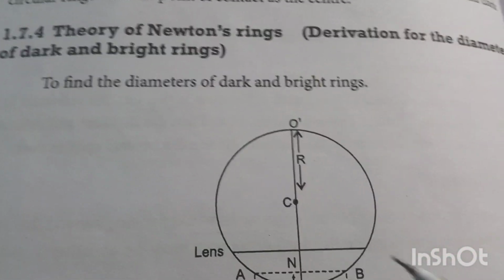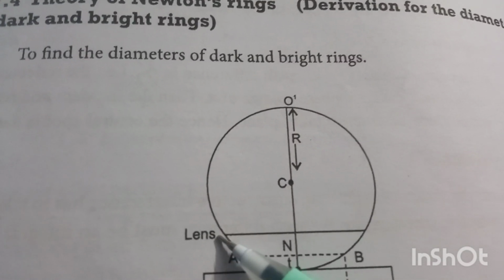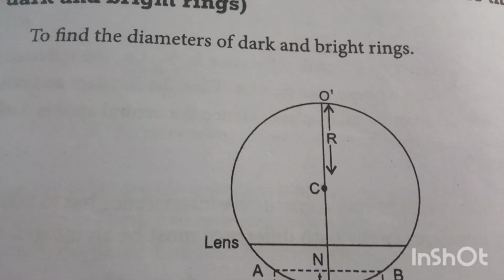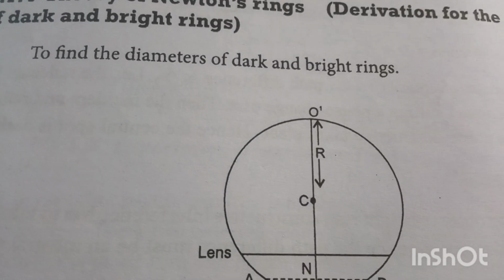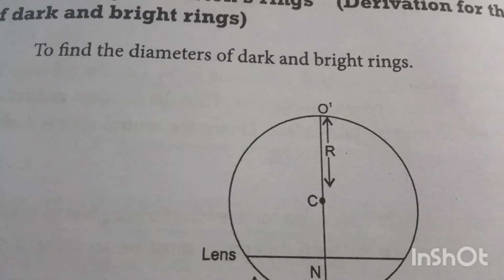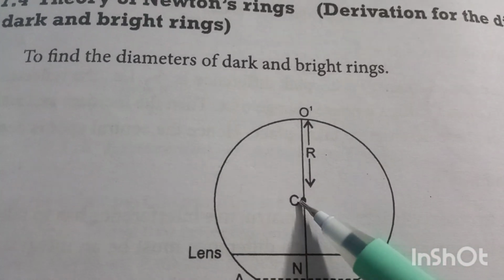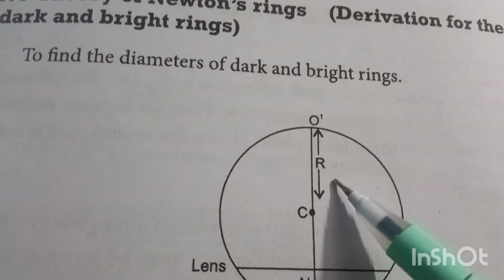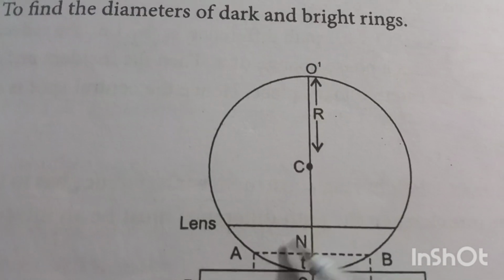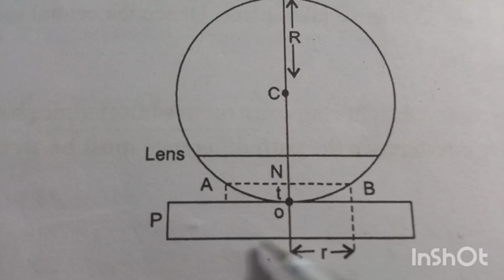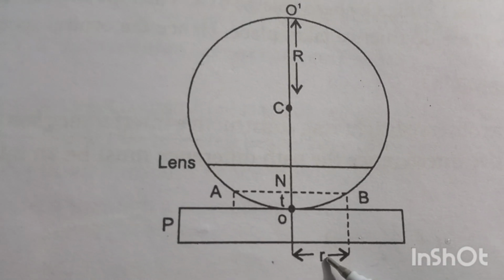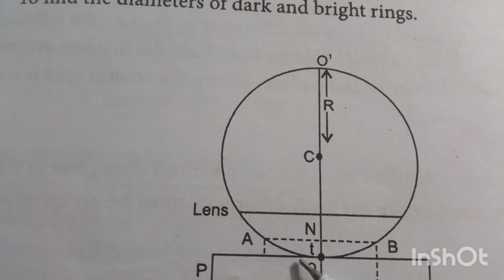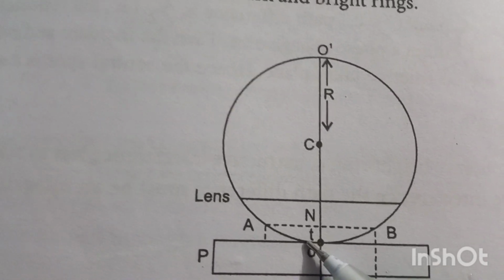Here we already know that L is a lens placed on the plain glass plate P. The convex surface of the lens is part of a spherical surface with the center at the point C. Here capital R is the radius of curvature and small r is the radius of the ring. For this Newton's ring, the corresponding thickness is small t.